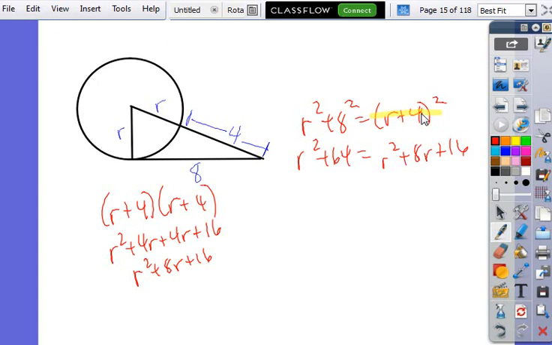What's going to happen on the next part? The r squareds cancel. You're left with a simple equation to solve after that.